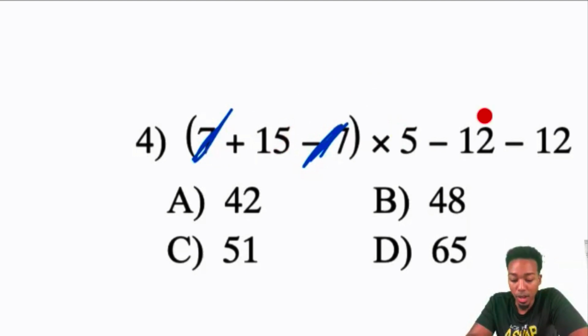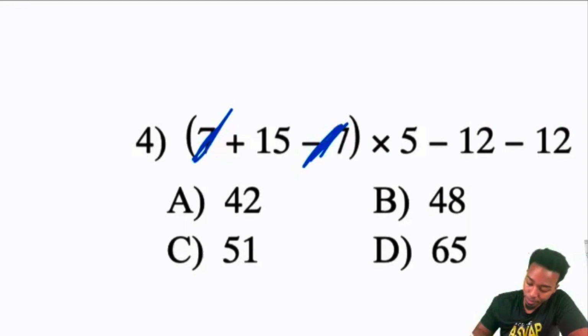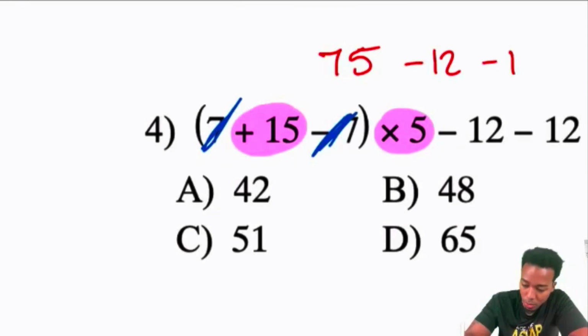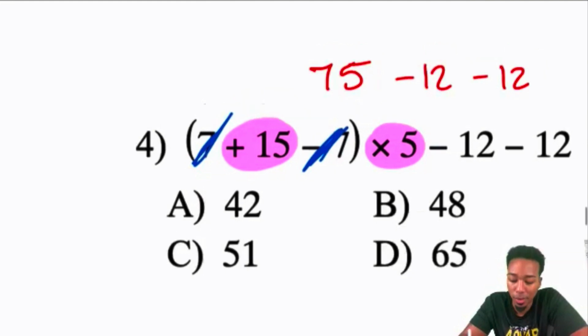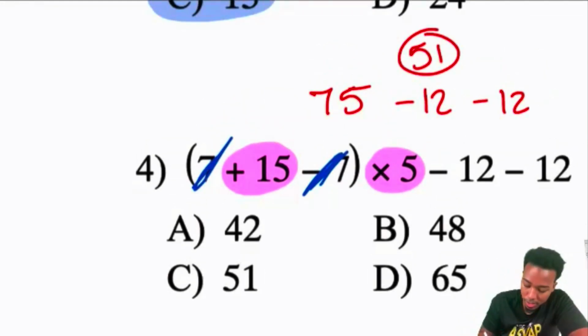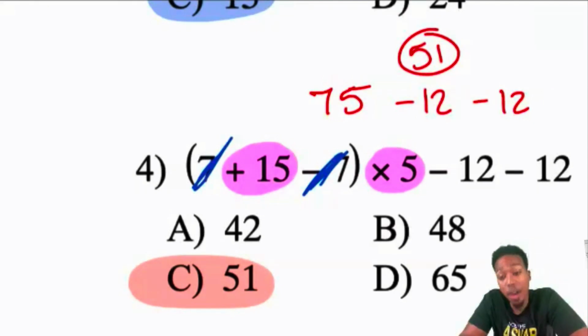Then you're going to take away 12 and then take away 12 again. So essentially, right there, that becomes 75. And so then you take away 12 and take away 12 again. That's essentially like taking away 24, which does end up becoming 51. And so Christian was correct. Everything was C for this round of questions.